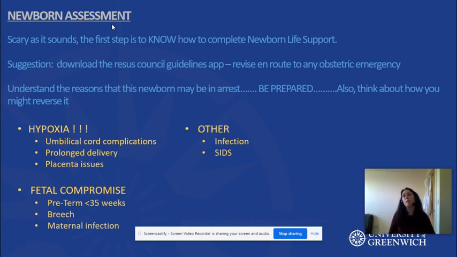Moving on from hypoxia, we want to think about fetal compromise. So again, that is the non-development or the prolonged time in delivery. Has the baby's body developed enough to be able to breathe for itself?